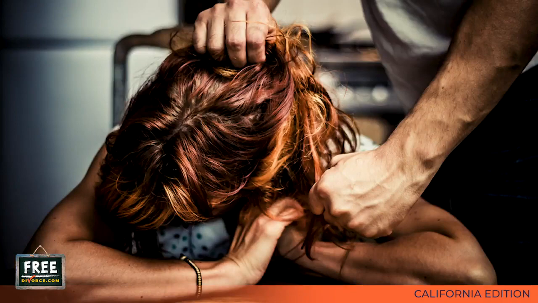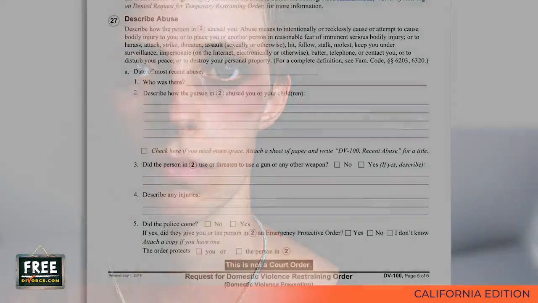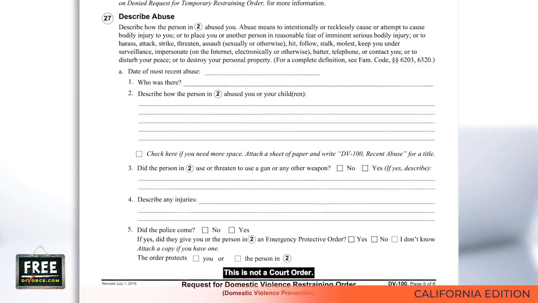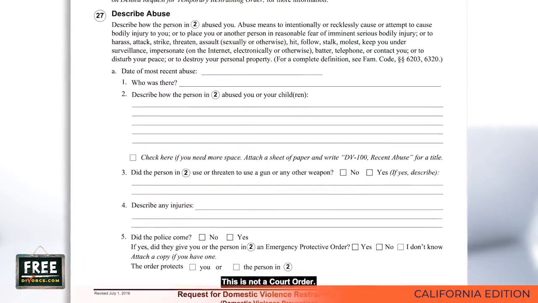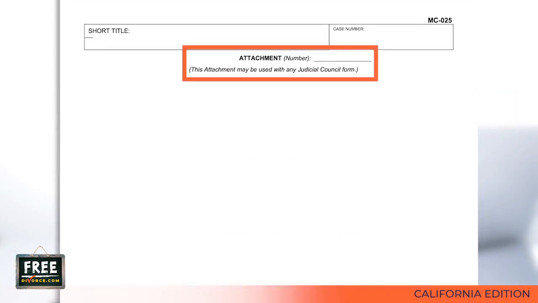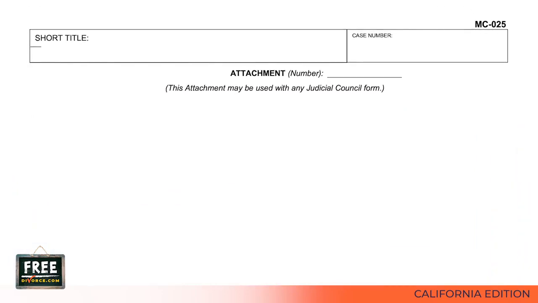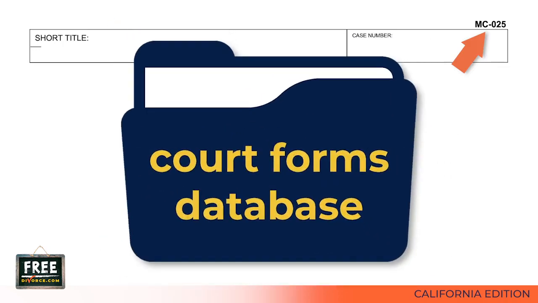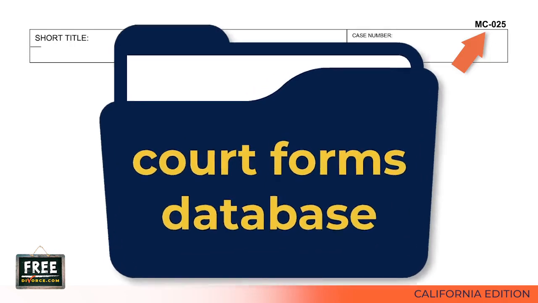Whether or not you get the restraining orders you are requesting will depend on what you write down in item number 27. When you fill out section number 27, give detailed information. If you don't have enough room on the form to describe what happened, add an attachment sheet. If you need to add an attachment sheet, you can use the judicial attachment form, which is MC-025. You can find the MC-025 form in our court form database. Note that this form starts with the letters MC and not DV.